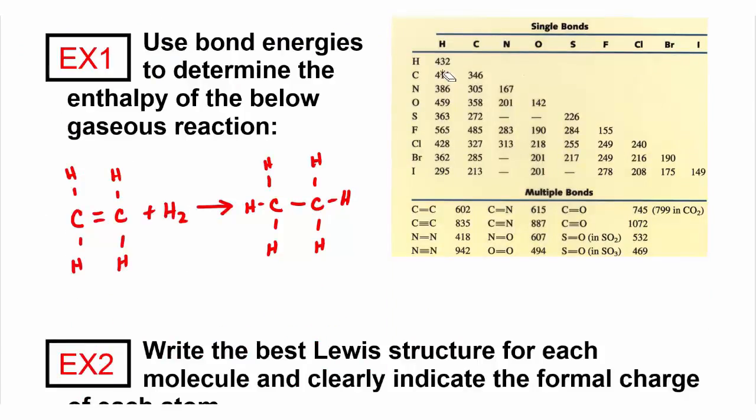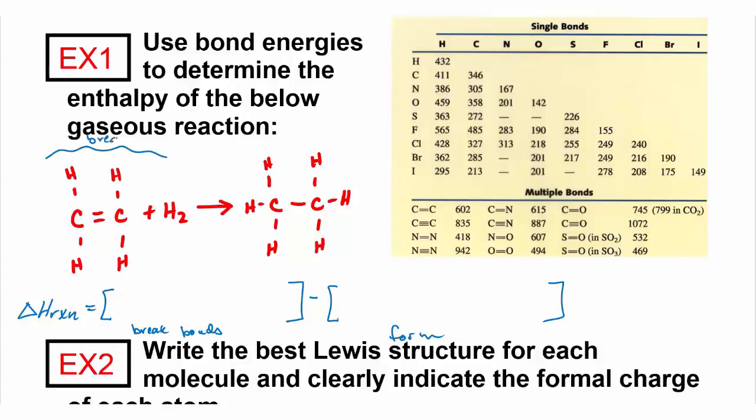So let's use bond energies to determine the enthalpy of this below gaseous reaction. So my enthalpy of reaction, I'm going to break these bonds. I'm going to form these bonds. And what I would like to do, so I don't mess up, is I just pretty much break everything. And then I'm going to form everything. So what bonds am I going to break?